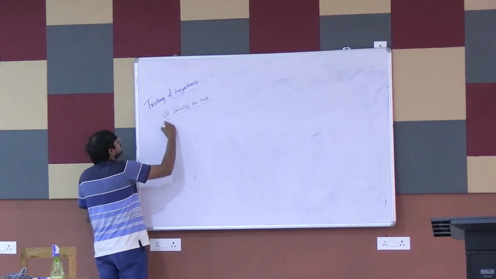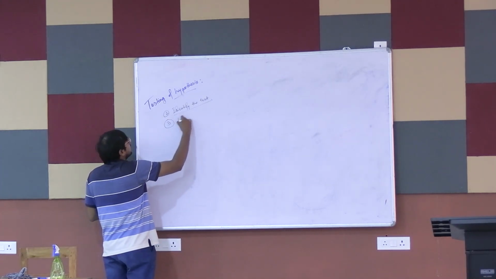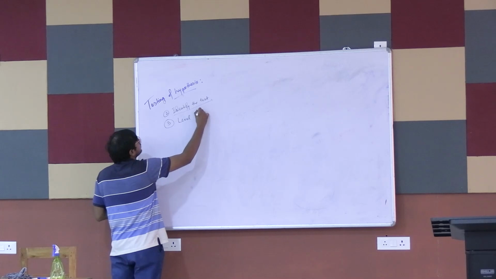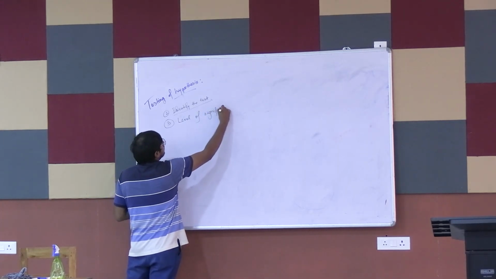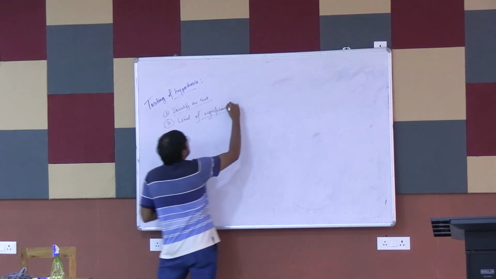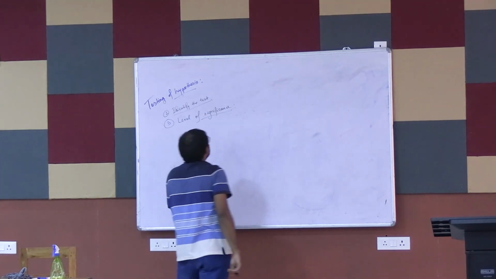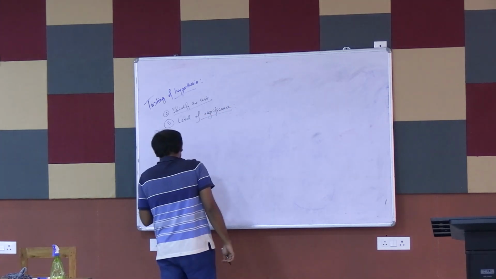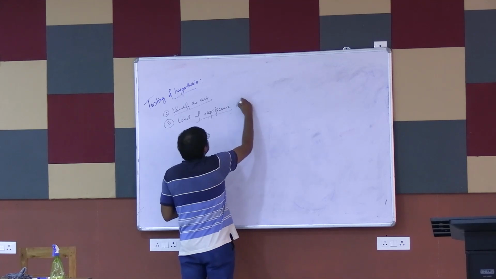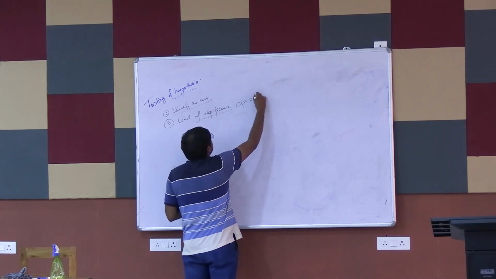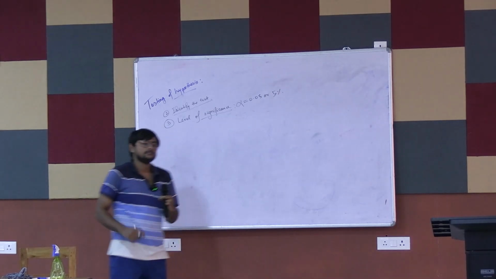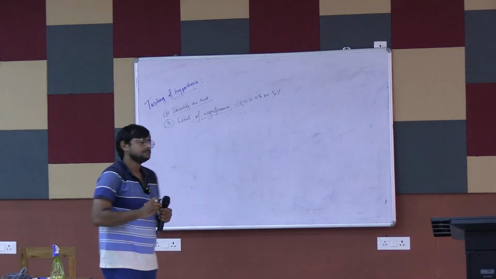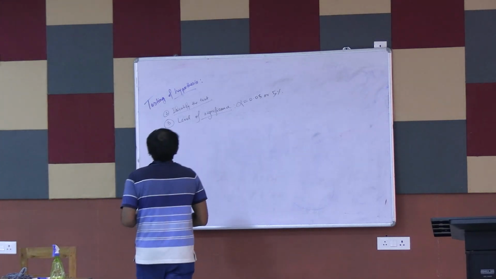What is step 3? Write the level of significance. What is level of significance? The amount of error we are allowing. How much is that? Usually it is written as alpha is equal to 0.05 or 5%, whatever you want to write. Understood?